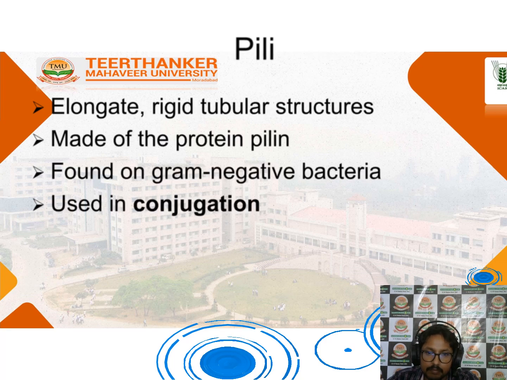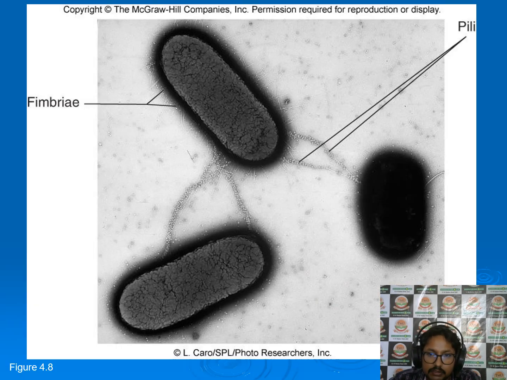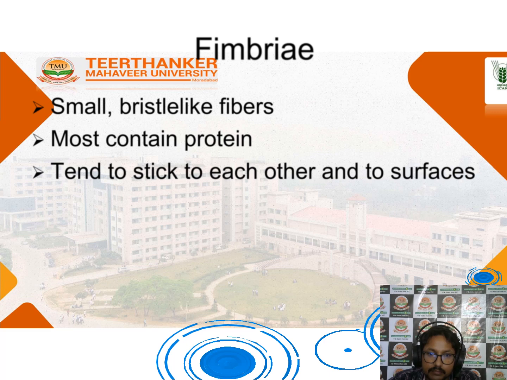So pili are made up of a protein called pilin, found in gram negative bacteria and used in the conjugation process. See the pilin and fimbriae structures here. Fimbriae are hair-like fibers. They are also made up of proteins, and they tend to stick to each other and onto surfaces. They are used for attachment.